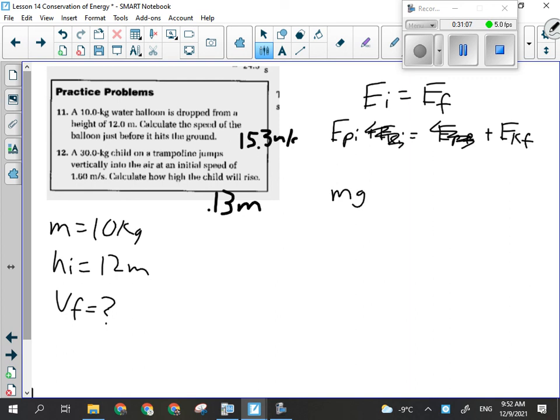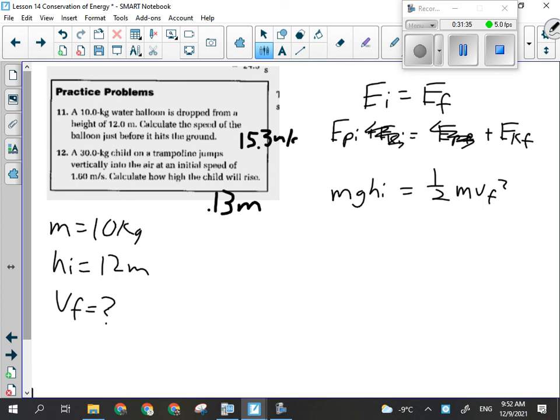mgh initial equals 1/2 mvf squared. Am I writing the same thing over and over again here? I am. First I said mechanical equals mechanical. And then I said mechanical, which is this plus this, equals mechanical, this plus this. And now I'm saying the same thing here, just some of my things were 0. So I'm still saying EI equals EF all the way down.